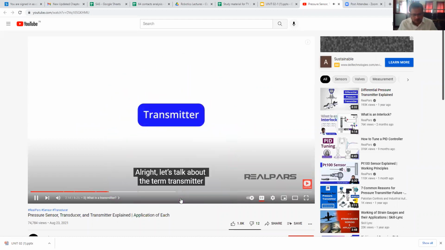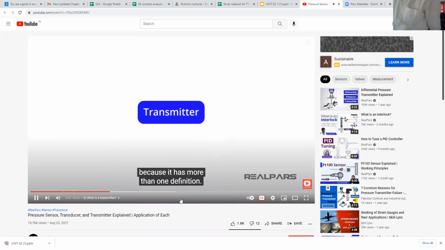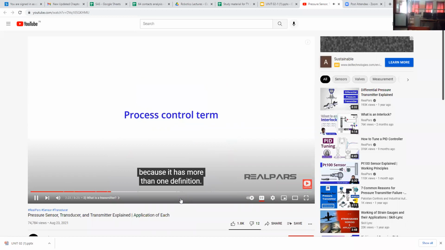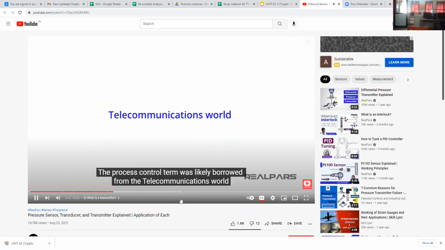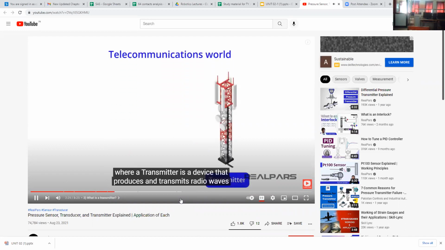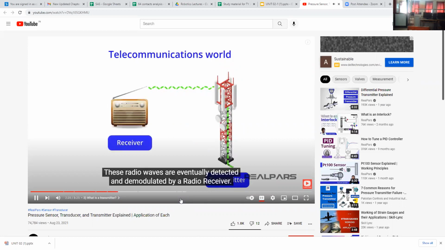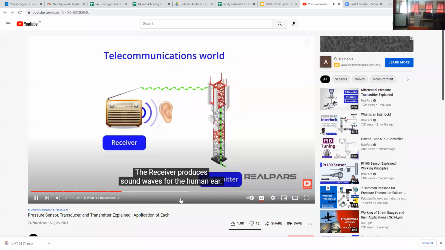All right, let's talk about the term transmitter, because it has more than one definition. The process control term was likely borrowed from the telecommunications world, where a transmitter is a device that produces and transmits radio waves radiating from an antenna. These radio waves are eventually detected and demodulated by a radio receiver.